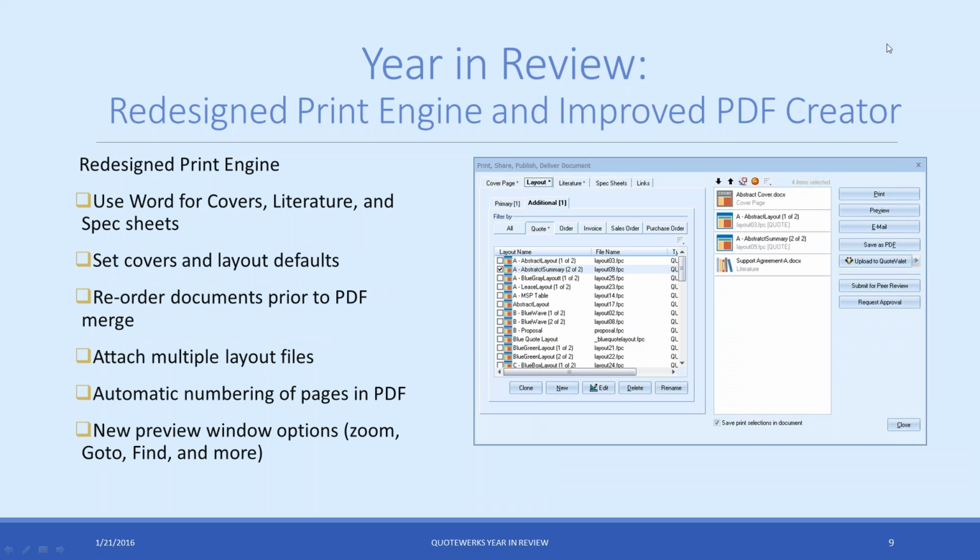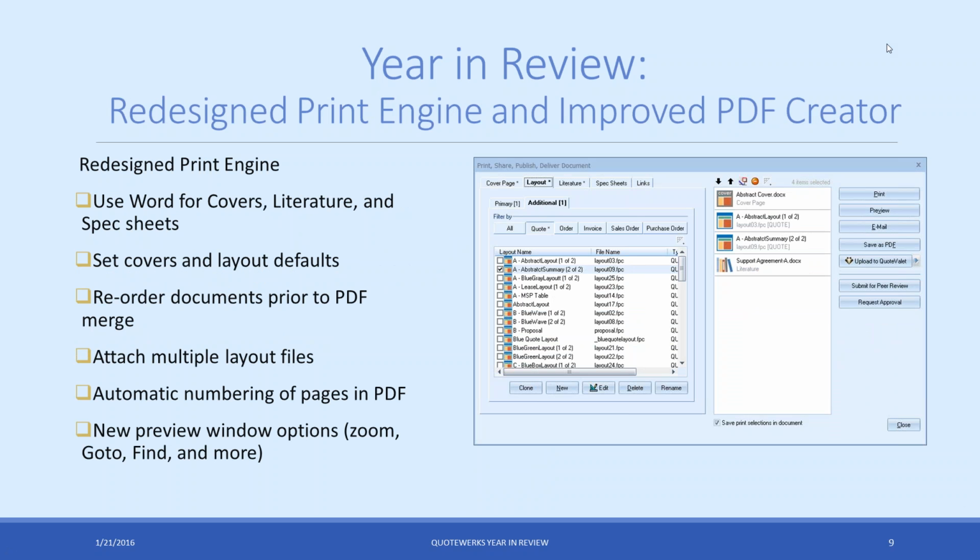This year we also redesigned our print engine and improved the PDF creator. So if you've upgraded to version 5.1, you'll be able to see the new print engine. It's a big change, but it is something that's going to give you a lot more flexibility in controlling the output of your documents. First of all, you're going to be able to use Microsoft Word for your cover pages, literature, and spec sheet documents. That's going to be a nice change for a lot of you who were having to use RTF or PDF documents before.